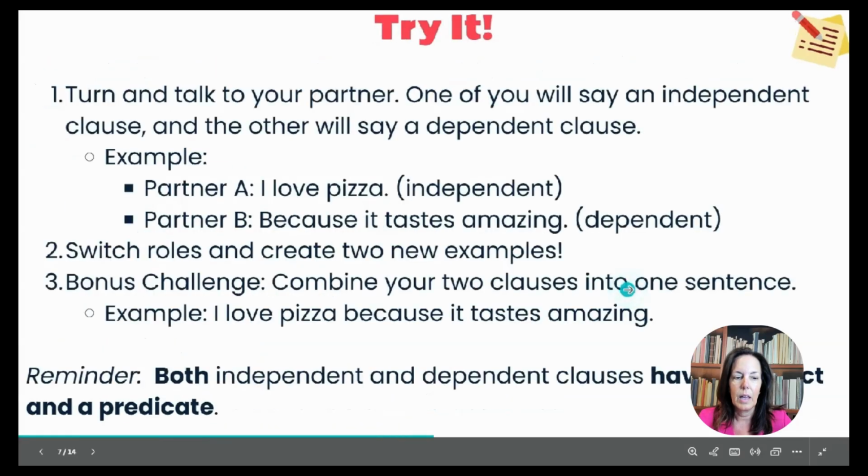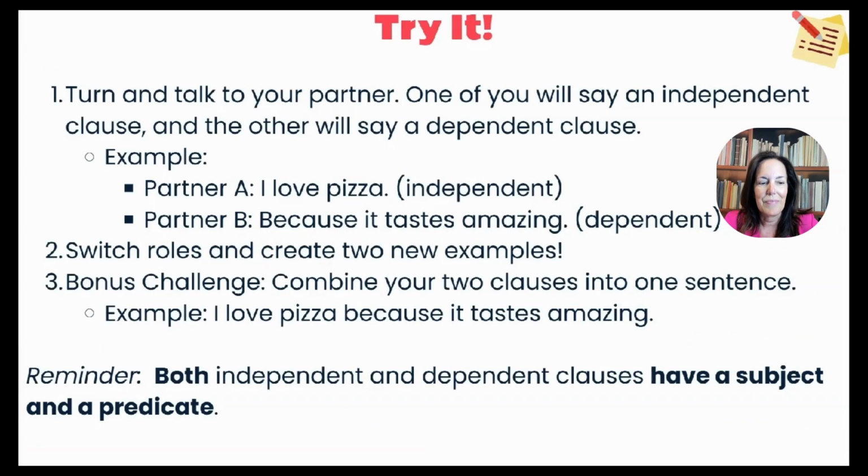So now you're going to try it. Turn and talk to your partner. One of you will say an independent clause and the other will say a dependent clause. For example, partner A could say, I love pizza. That's independent. Partner B, because it tastes amazing. Dependent. Switch roles and create 2 new examples.